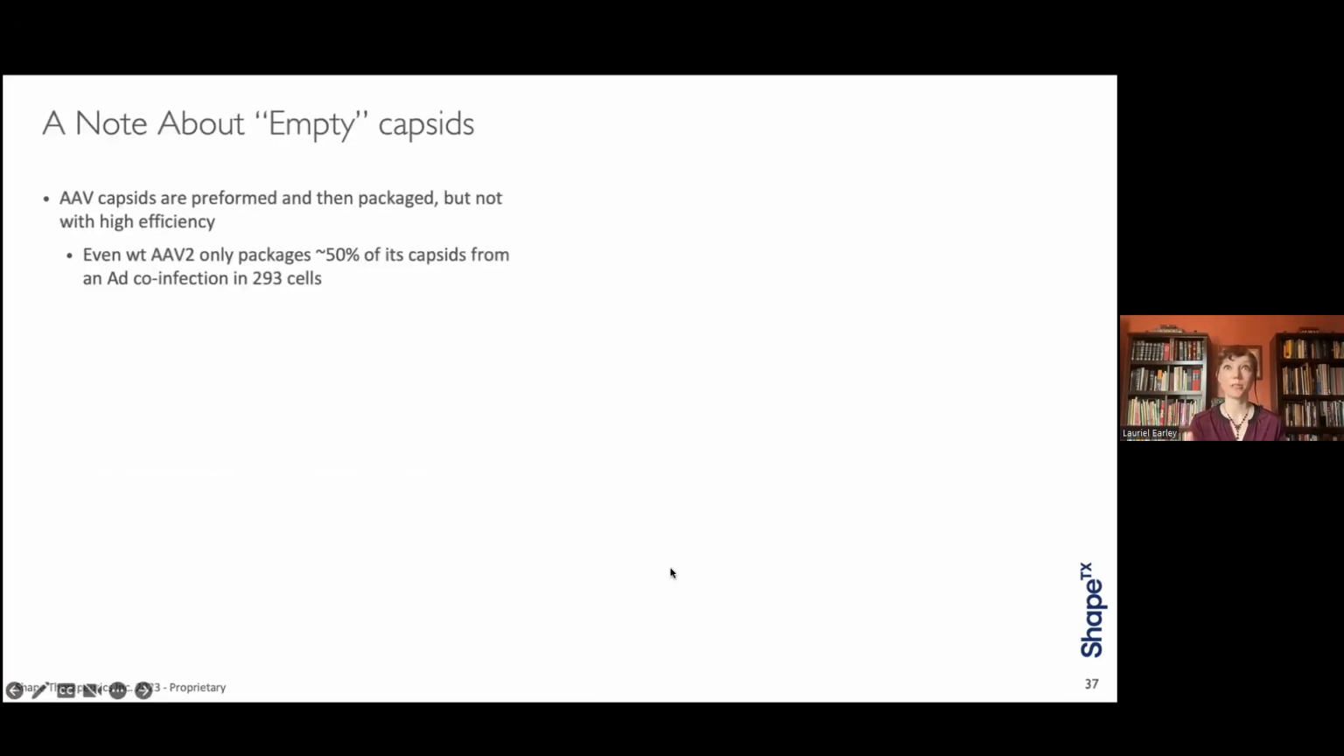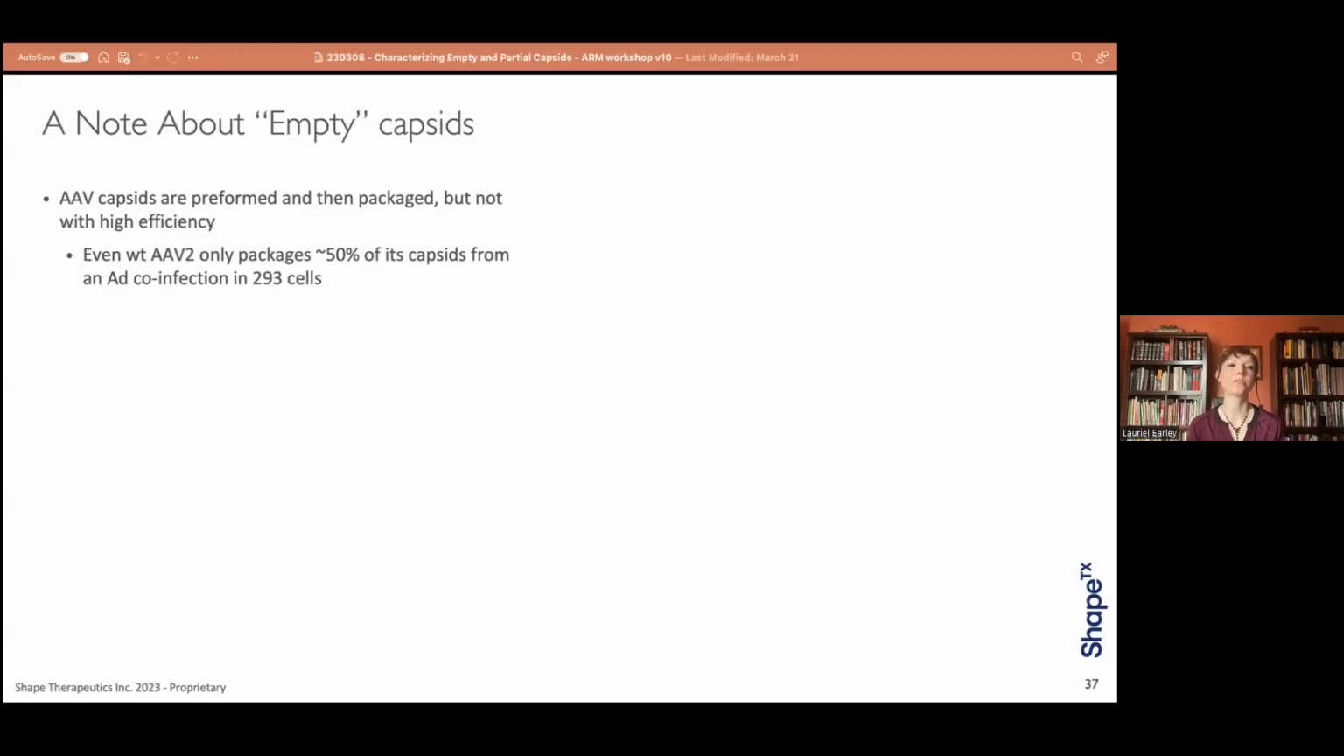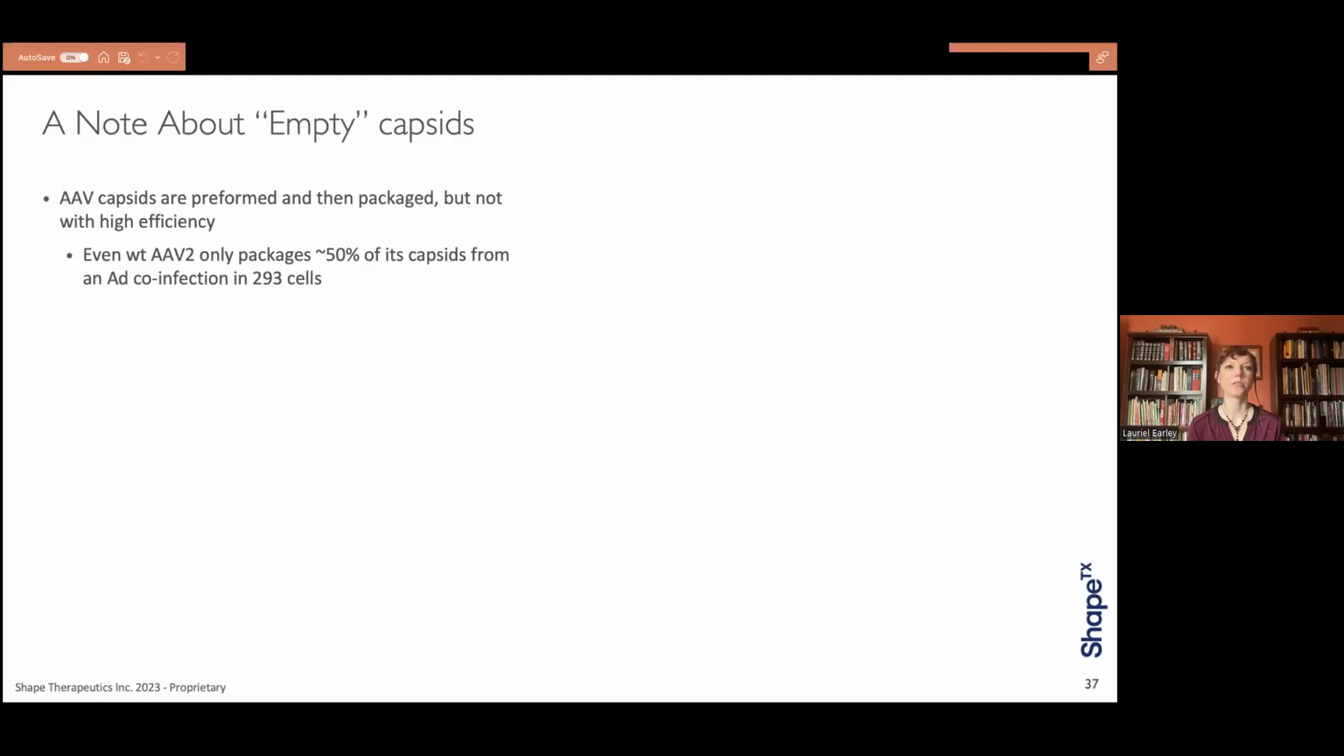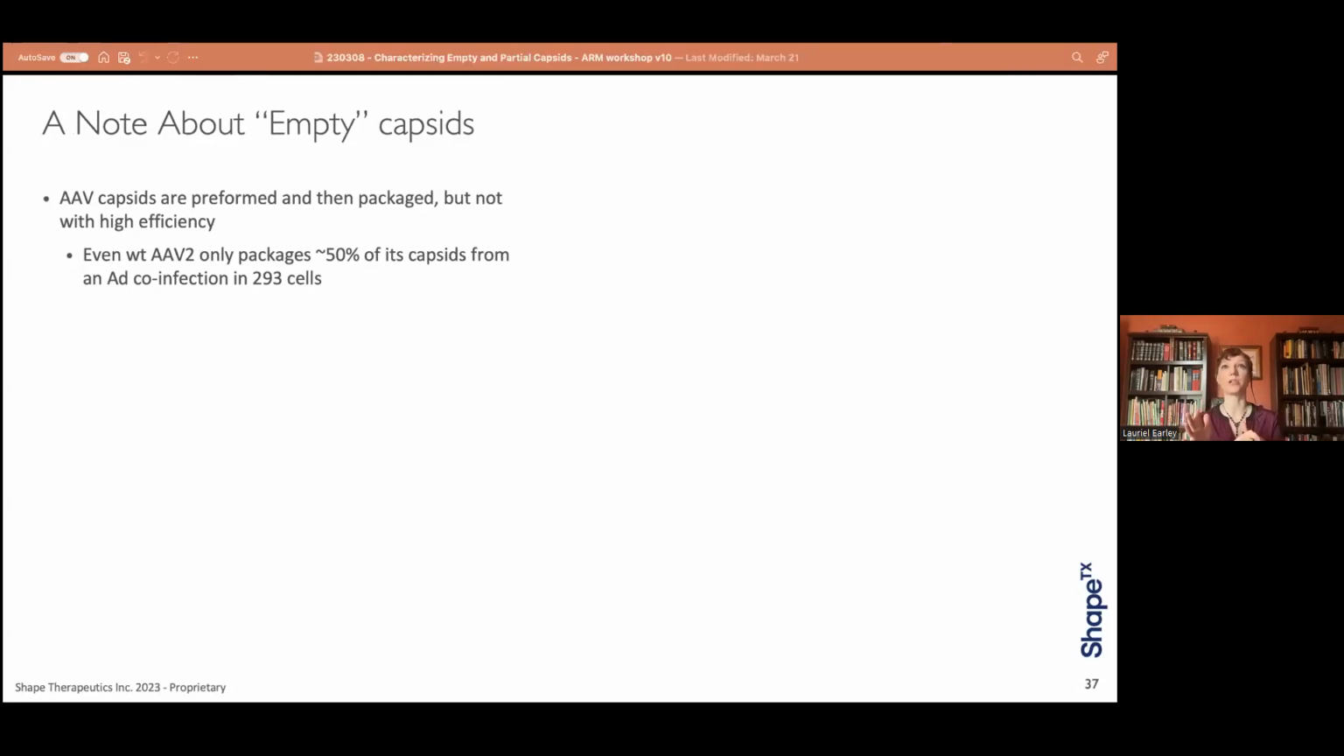And in the last couple of minutes here, I just want to say a note about empty capsids. So this is work that's already been published from the TIE group, where AAV capsids are preformed and packaged. So we know that the AAV is preformed and packaged, and that sometimes that packaging is inefficient. So that's where our empty capsid populations come from. And even in a co-infection of wild type AAV and AD in 293 cells, only about 50% of the capsids are actually packaged fully. So we know that empty capsids exist.